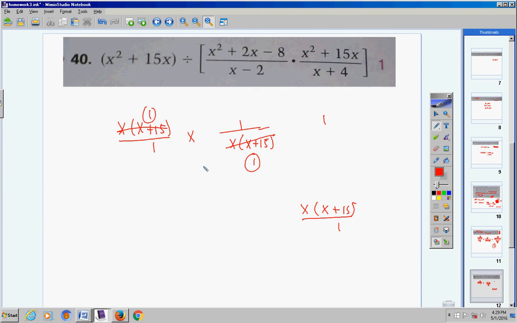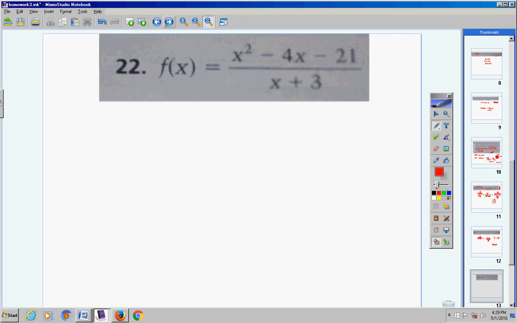1 is 1, 1 times 1 is 1, 1 over 1 is 1. Okay, and that's the answer. All right, moving on to number 22 on page 545. And the directions say to find the zeros of the function, okay?